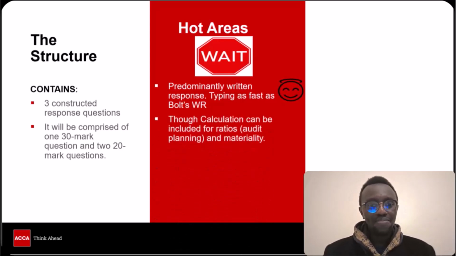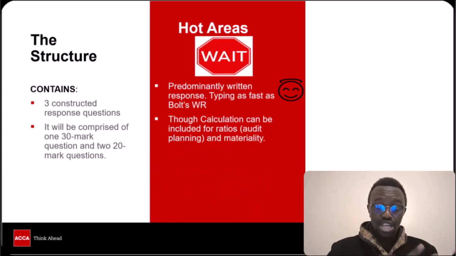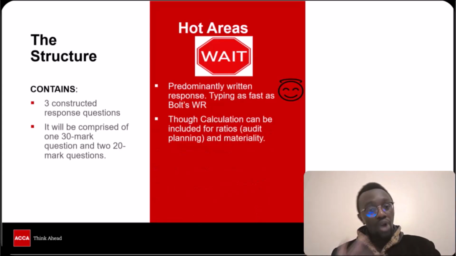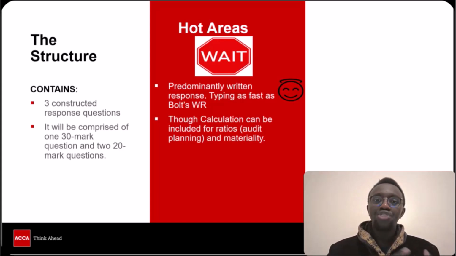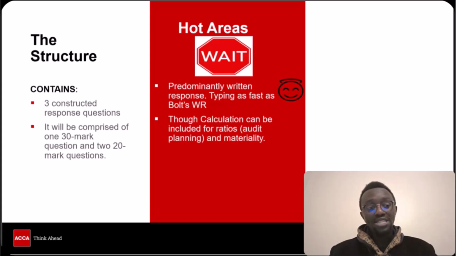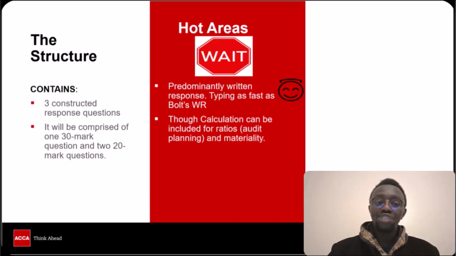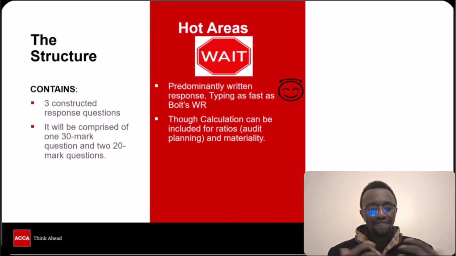Now, you notice something here. Though there might be some calculations that can be included, one for ratios, and this usually helps, especially in the audit risk questions, or normally at the audit planning stage. It's a fantastic tool for risk assessment.